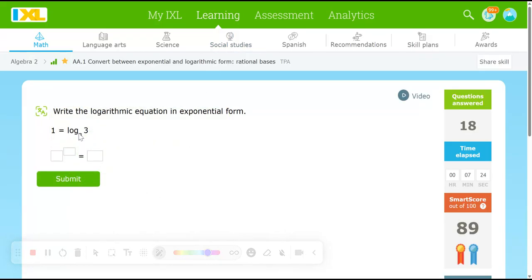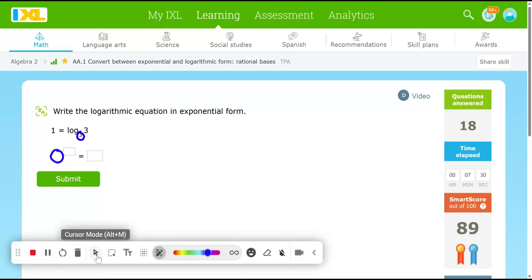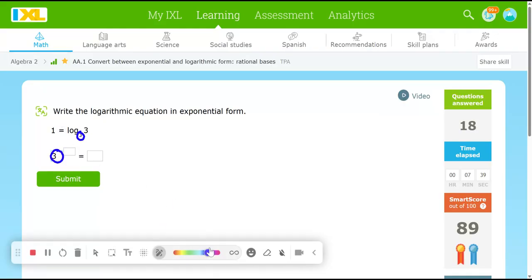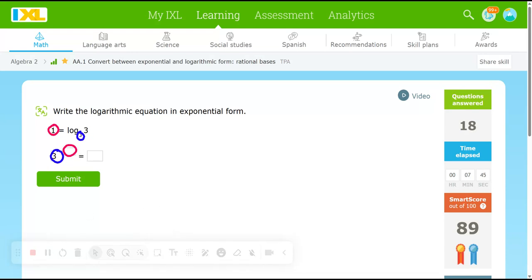Okay? Same thing over here. Again, the base of your log, number 3, alright? It had to be the base of the exponential. Okay? So I put number 3 right here. And then what else? The answer of the log is the power of the exponential. You see that? So therefore, number 1 has to be right there. Okay? And then, of course, 3 power to the 1 equals 3. And then I'm done.